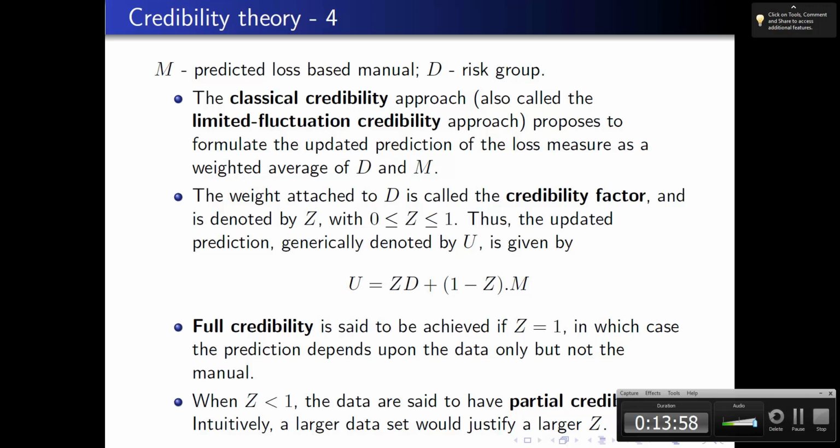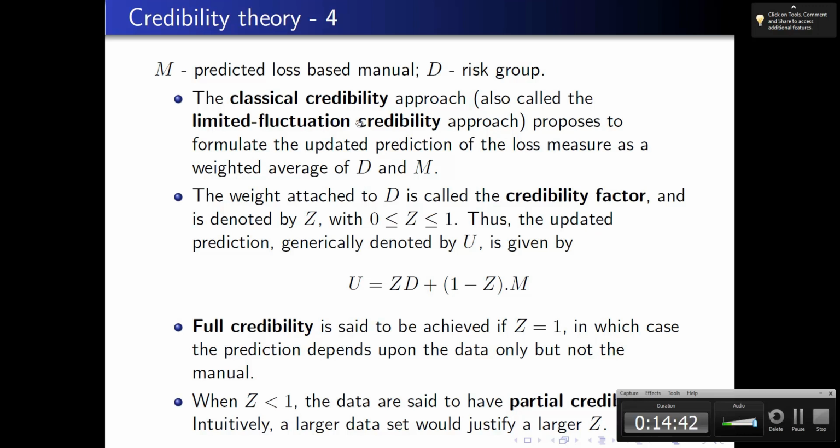They are random variables determined by uncertain events. And while the exposure E is known as a constant measure and the size of the risk group, let's say we denote the predicted loss based on this manual M, and the observed value of losses based on recent data using the D, the risk group. Thus, M and D will refer to the predicted value and observed value of these N, S, X bar, and P.